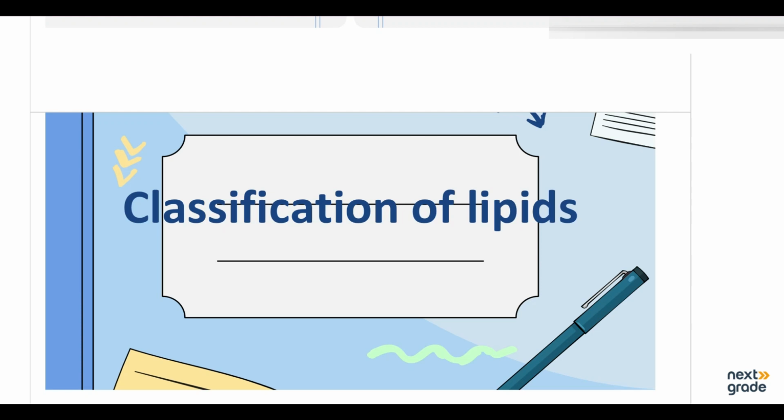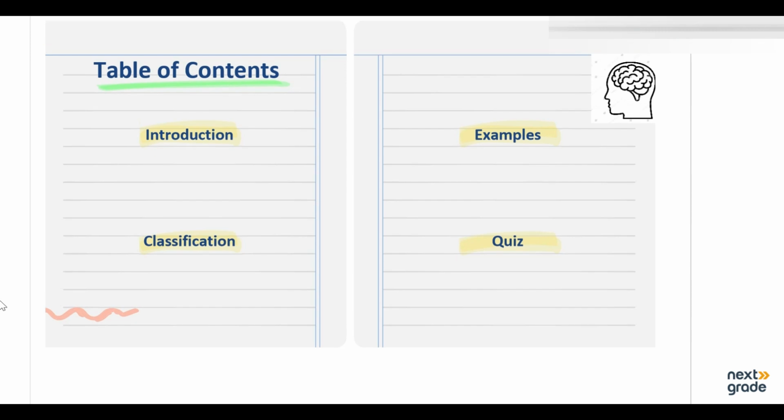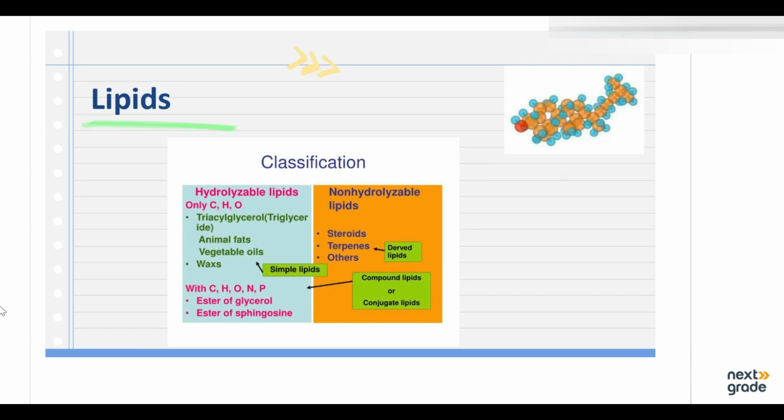In today's video, we are going to learn about the classification of lipids. The subtopics that we are going to cover in this video are the introduction, classification, examples, and then there is a quiz at the end. So let's start. As we discussed in the last video, lipids are classified into triacylglycerol, animal fats, and waxes, right? And there are some lipids that are derivatives, like the terpenes and steroids.